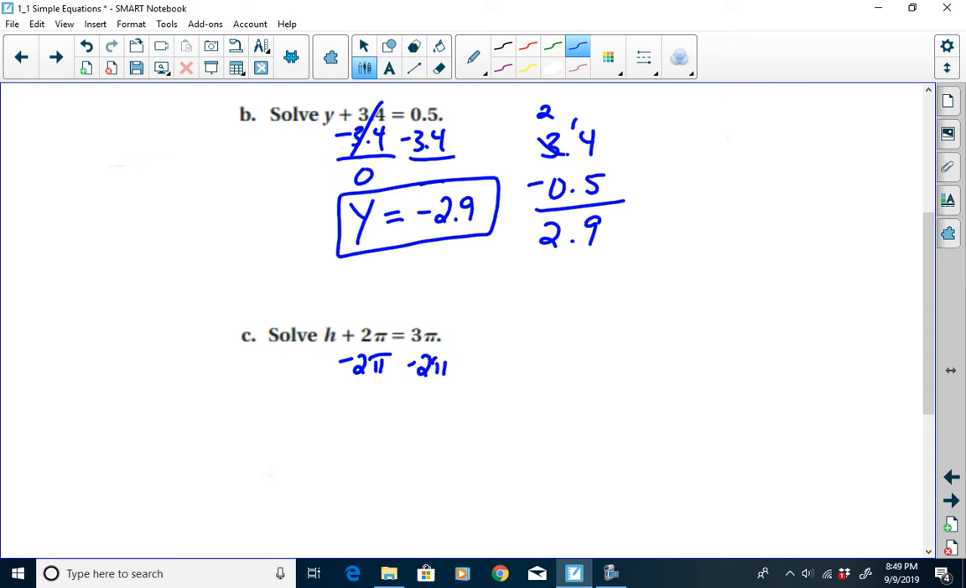Whatever we do on one side of the equation, we have to do on the other side of the equation. So we're subtracting 2 times pi from both sides of the equation. On the left side of the equation, they're opposites. That's going to be 0. So we're left with h is equal to, well, if I have 3 times pi and I take away 2 times pi, I'm going to be left with 1 times pi, or just pi.